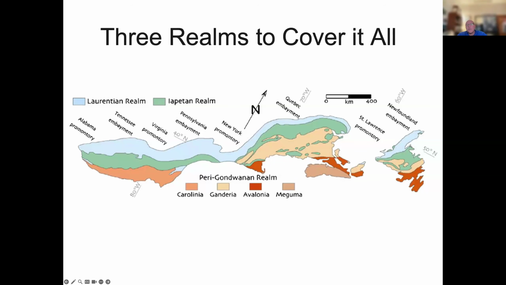The word itself means father of Atlas. And again, I love the roots because they help me remember things. And Atlas is who the Atlantic Ocean was named after. So Iapetus is kind of the father of Atlantic, so the predecessor of the Atlantic. And then the third realm that Hibbard and colleagues really like is called the Peri-Gondwanan, and that's a mouthful.